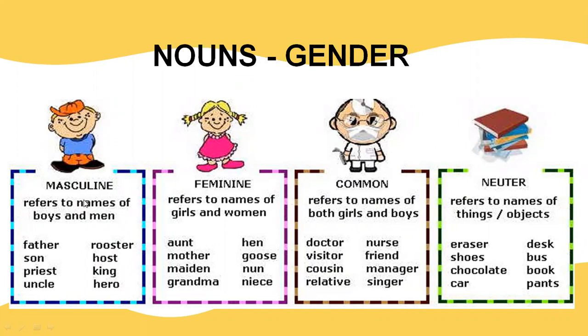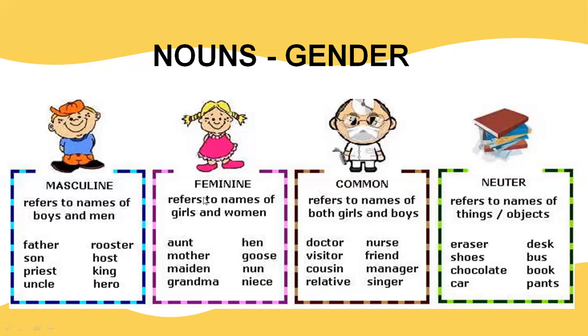The names which refer to a boy or man should come under masculine gender. For example, father. Father is the name of a boy. We can't call a girl a father, isn't it? Yes. So father is a word which represents a boy, so it should come under masculine gender. Like that, son, priest, uncle, rooster, host, king, hero. All these are examples for masculine gender, which refers to boys or men.